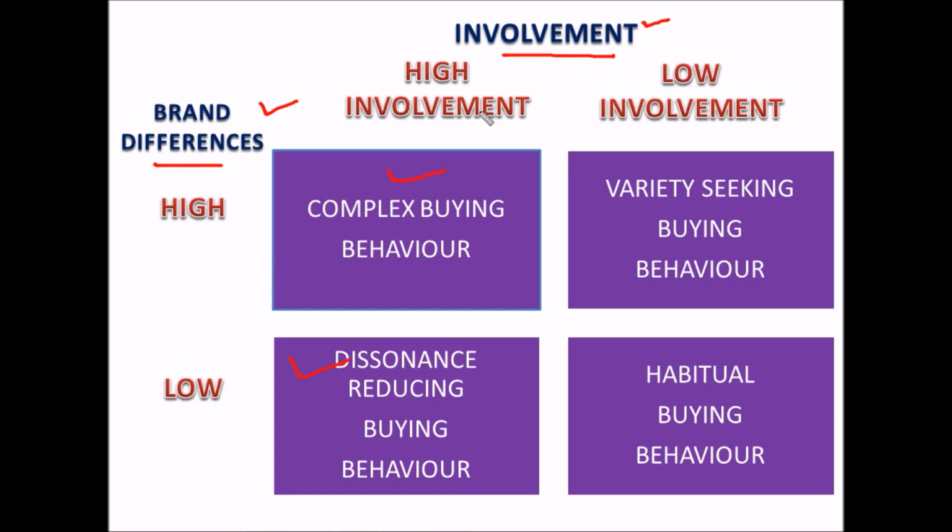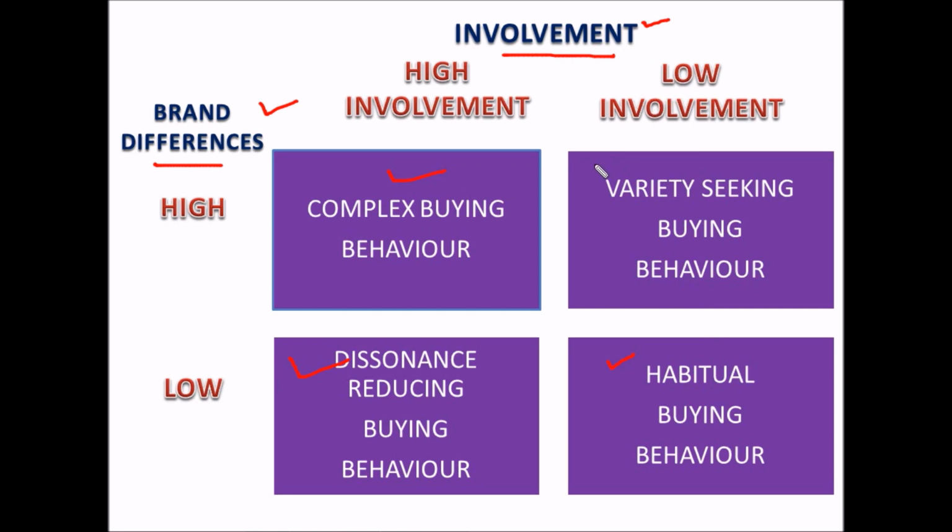Okay. Next is habitual buying behavior. Habitual buying behavior means when the involvement of the customer is very low, and the brand differences are also not very significant. For example, table salt, rice, pulses, etc. So that is our habitual buying.